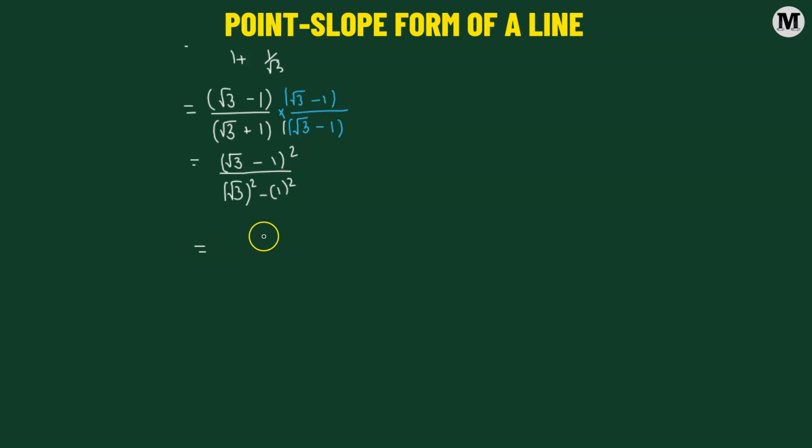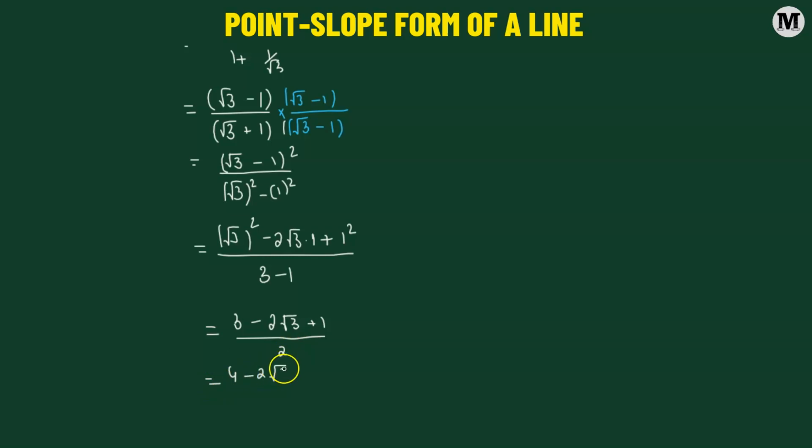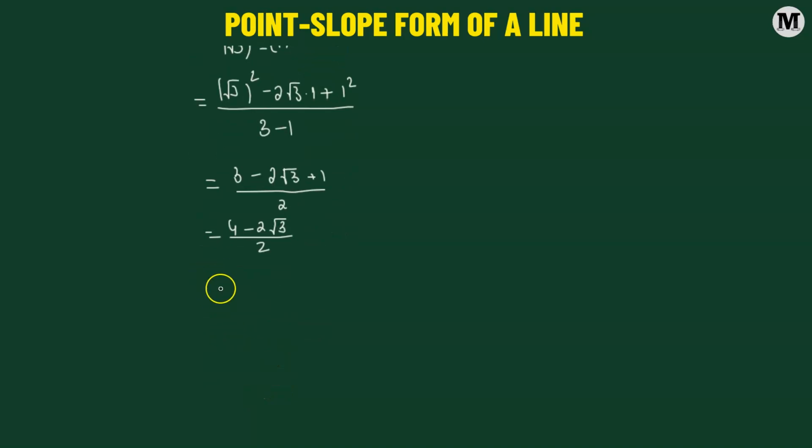Let's expand each of them. We get (square root of 3) squared minus 2 times square root of 3 times 1 plus 1 squared, divided by 3 minus 1. That equals (3 minus 2 square root of 3 plus 1) divided by 2, which gives us (4 minus 2 square root of 3) divided by 2, or simply 2 minus square root of 3. So this is going to be the slope of the line.